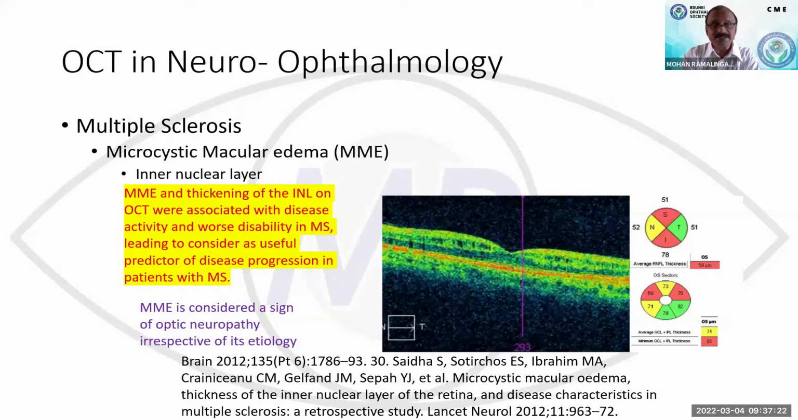Now, the recent thing is that a multiple sclerosis patient can have what is called microcystic macular edema in the inner nuclear layer of the retina, the bipolar cell layer of the retina, and it correlates with the activity and disability of multiple sclerosis, and it is a predictor for the progression of MS. Of course, this microcystic macular edema can occur in other retinal conditions also, or other optic neuropathies. We have to take this into account. But in the setting of multiple sclerosis, when a patient has microcystic edema, we have to consider this.